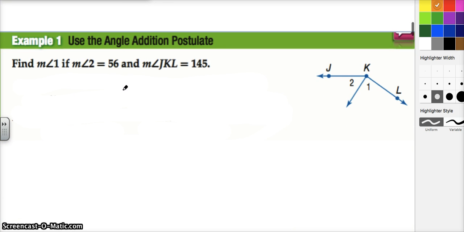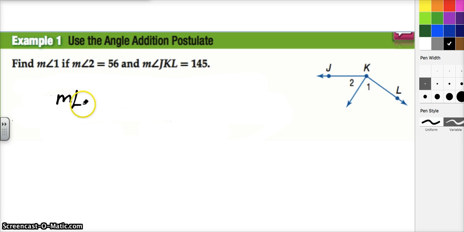Let's use this concept to see if we can solve the following problem. As I look at example 1, it tells me to find the measure of angle 1 if the measure of angle 2 is equal to 56 and the measure of angle JKL is equal to 145. Well, as we've been proving things, we like to think about why something is true. So I'm going to start off with the thing that we just learned. We learned that the measure of angle 1 plus the measure of angle 2 has to be the measure of angle JKL. So I'm going to write that down right here.